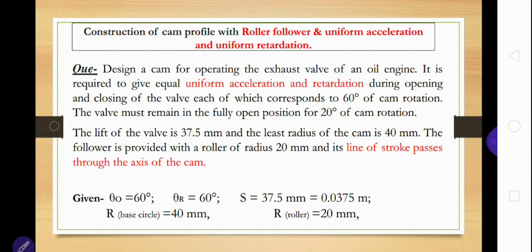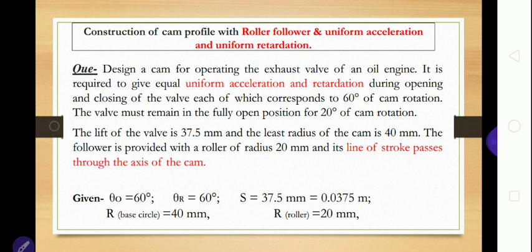So the question is, design the cam for operating the exhaust valve of an oil engine. It is required to give the equal uniform acceleration and retardation. So in this problem it is given that it is having the motion uniform acceleration and retardation during the opening and closing of the valve, that is during the outstroke and return stroke, both strokes this motion is there, which corresponds to 60 degree of the cam rotation. That means theta O and theta R are given as both 60 degree. This is given in the problem.